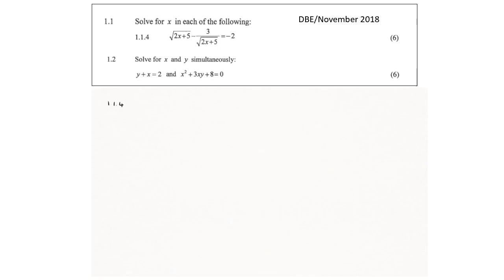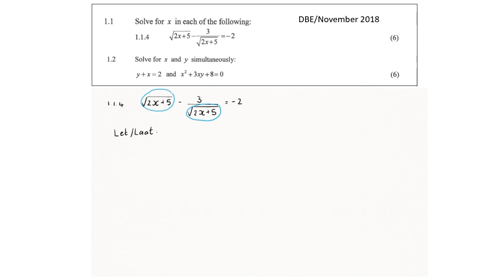Question 1.1.4. In this question, we have the square root of 2x plus 5, minus 3, over the square root of 2x plus 5, equals negative 2. And we need to solve for x. Now, if we look at the equation, we have square root 2x plus 5 over here and in the denominator of the fraction. And the easiest way to solve this is to make use of the k method.